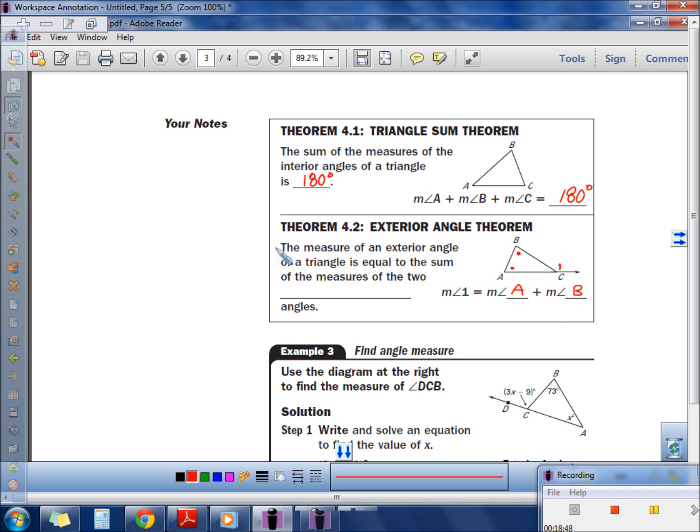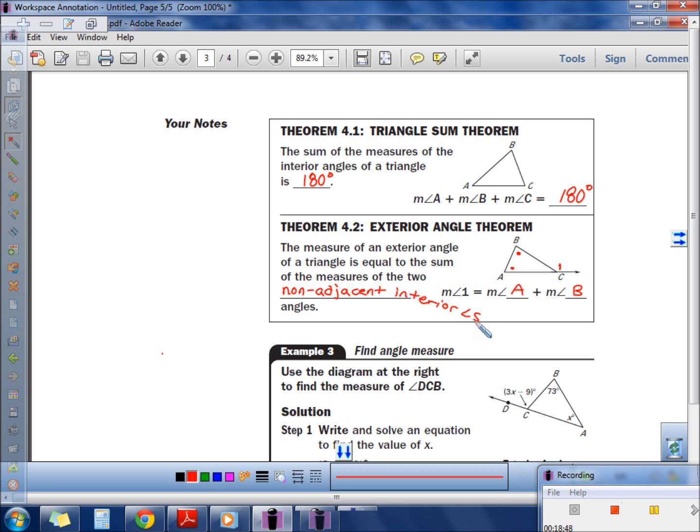In words, here it is. The measure of an exterior angle of a triangle is equal to the sum of the measures of the two non-adjacent interior angles. Why did I say non-adjacent?